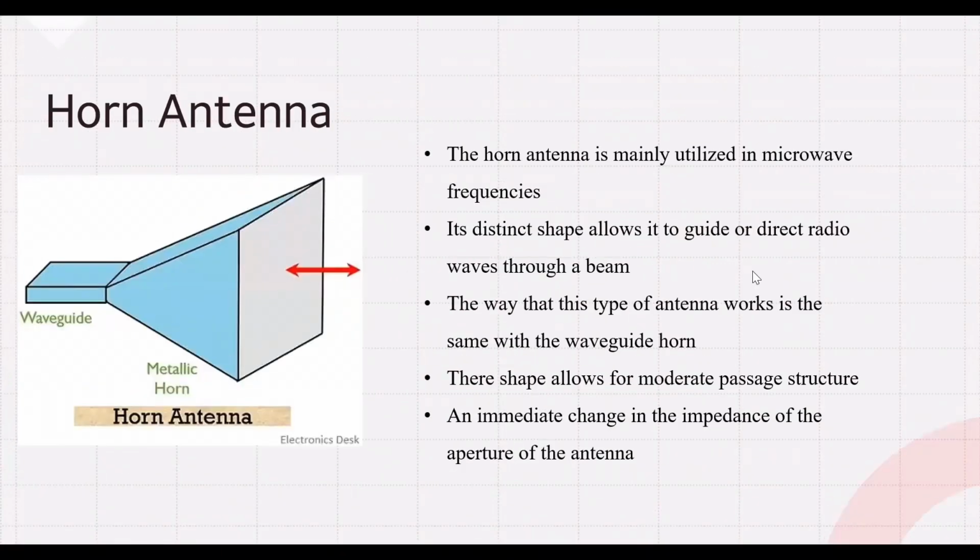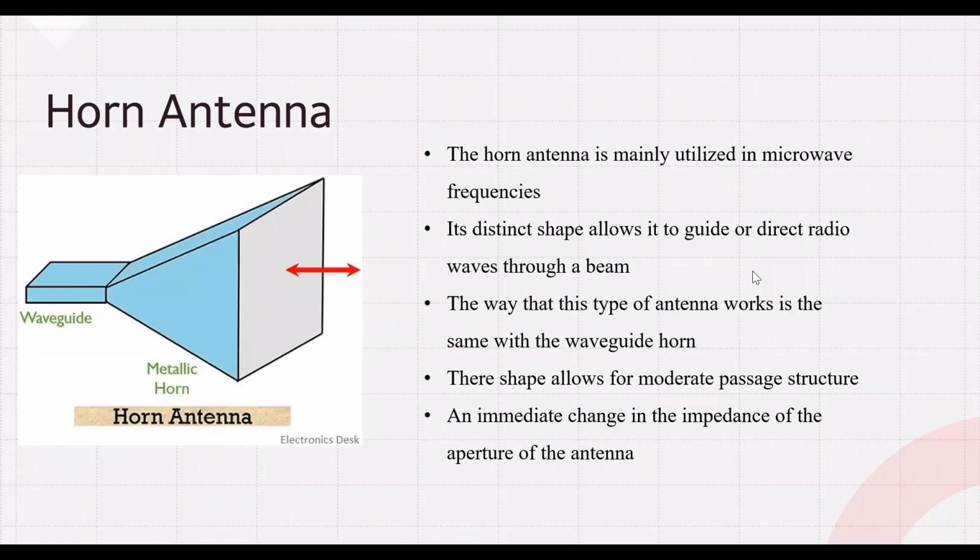So, fundamentals and basic principles of horn antenna. The horn antenna is mainly utilized in the shape of a horn. It is mainly utilized in microwave frequencies. This antenna is basically like a waveguide but molded in the shape of a horn, leading to more applications for the utilization of waveguides. Its distinct shape allows it to direct radio waves through a beam. These are widely used as feed antennas, wherein their purpose would be measuring the gain of various antennas.